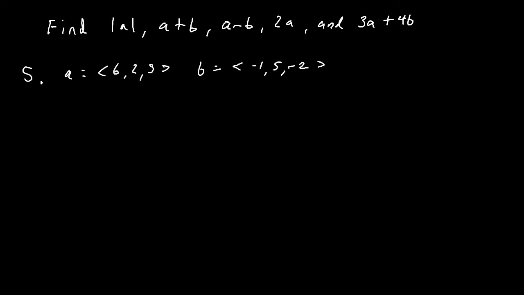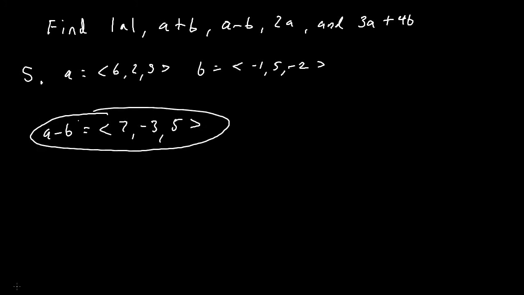So now for A minus B, we're just going to go ahead and subtract the components. So for A minus B, we're going to take 6 minus a negative 1, or in other words 6 plus 1, which is 7. We get 2 minus 5, so negative 3, and then 3 minus a negative 2, which is 5. So that will be the components for A minus B.